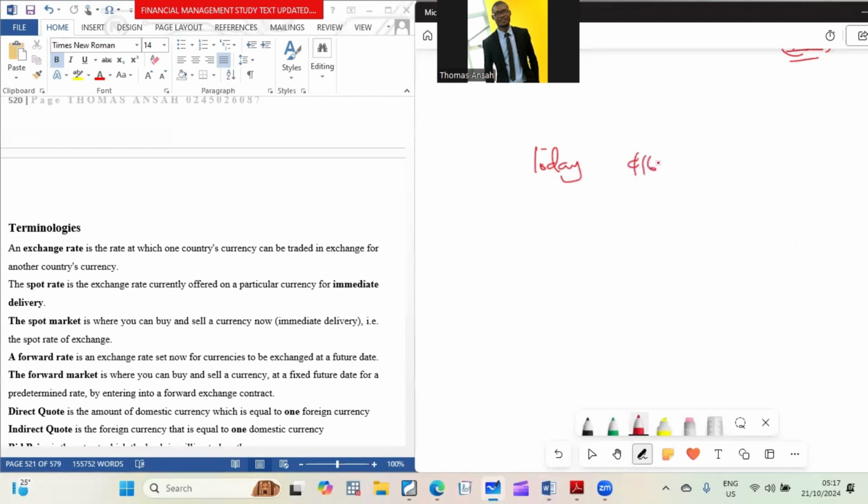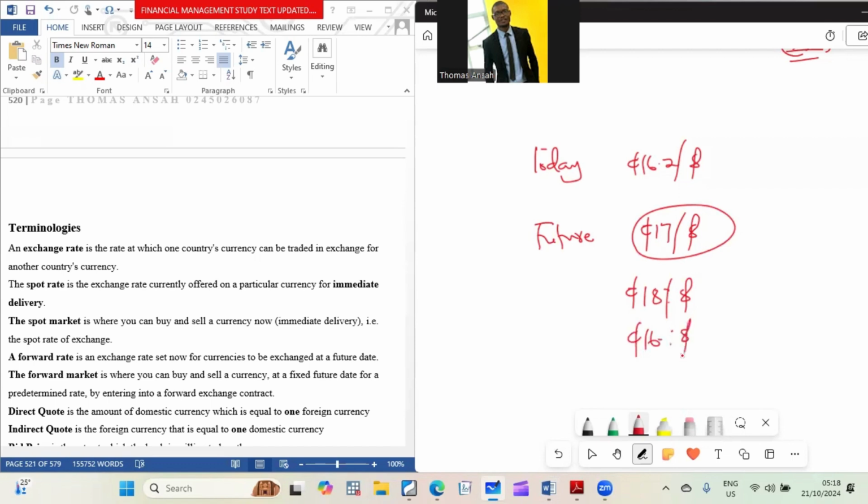So we write it like 16.2 is to $1. And if you want to do a transaction in future, let's say tomorrow or in a month's time, and you go and do a forward, you agree that in that 3 months' time, you will do it at 17 is to $1. So if that future time comes and the dollar rate is 18 is to $1, you will still be trading at this. If it is 16 is to $1, you will still be trading at this. So as far as forward is concerned, the spot rates are irrelevant. You will use the agreed one. All right, so that is that. And where you can do that is a forward market.